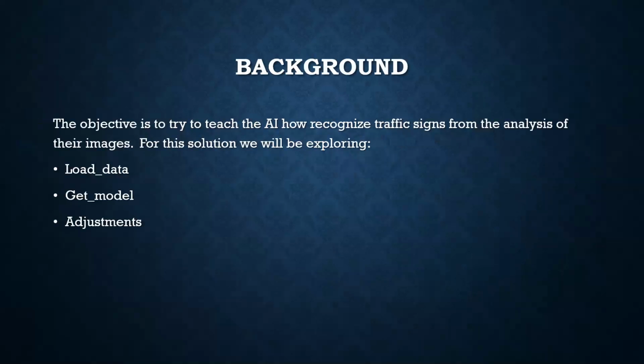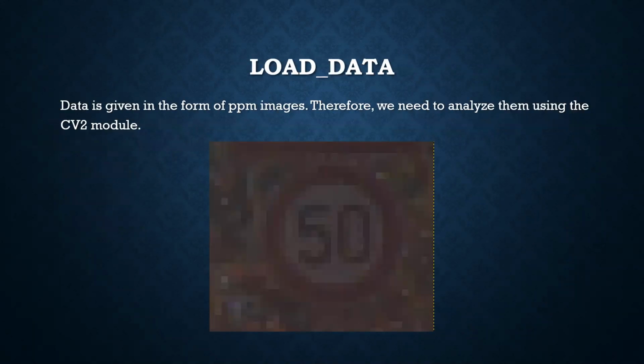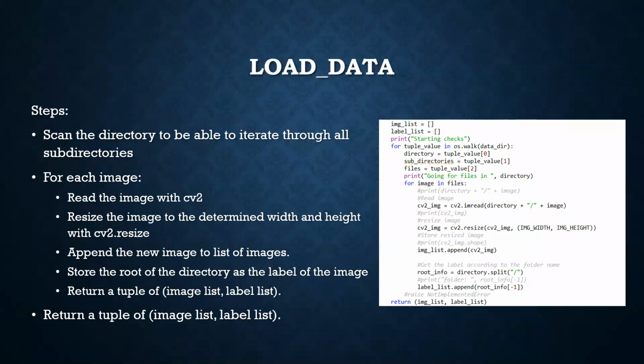Some background: the objective is to try to teach the AI how to recognize traffic signs by analyzing images. And let's get started. The load data function gives us PPM images that we need to analyze using the CV2 module. And how will we load them?